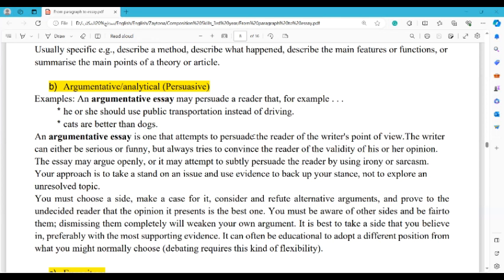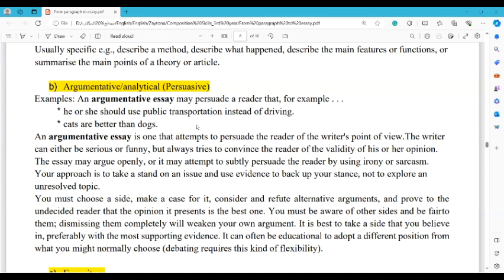For example, I have an opinion or point of view that using public transportation is better than driving. This is my own point of view. So I need, as a writer, to convince you as a reader that my point of view is correct, that public transportation is better than driving. Okay, so this example, we can call it an argumentative, analytical, or persuasive essay.